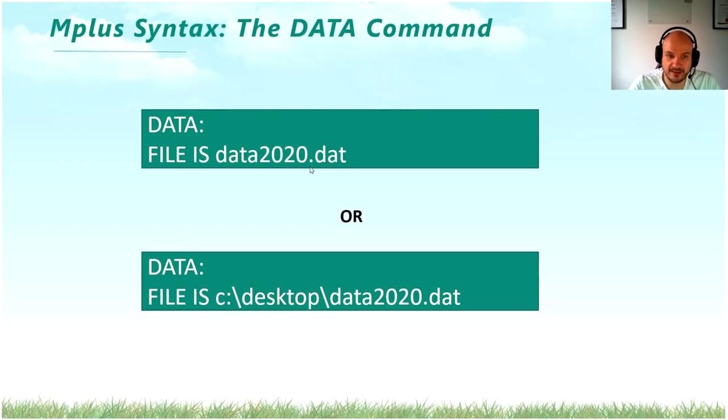In the data command, we say file is, so what is the file that we're going to use, and we specify the specific data. If it's in the same folder where your syntaxes are, you can just specify the name of the file. If your data is located in another folder, you really have to specify the exact path like you would in Windows. So for example, if it's on your desktop, it would be C drive / user / desktop / data. It's really important that you specify the exact path of your data.